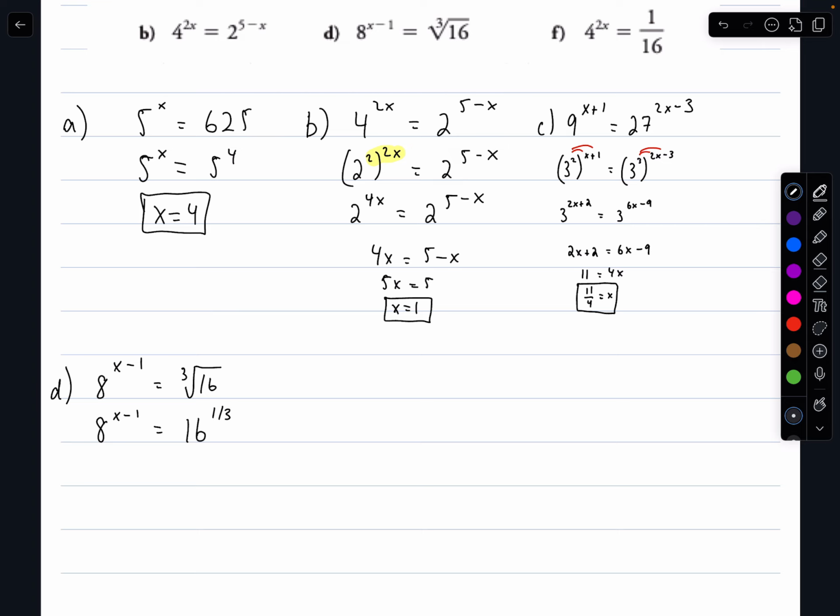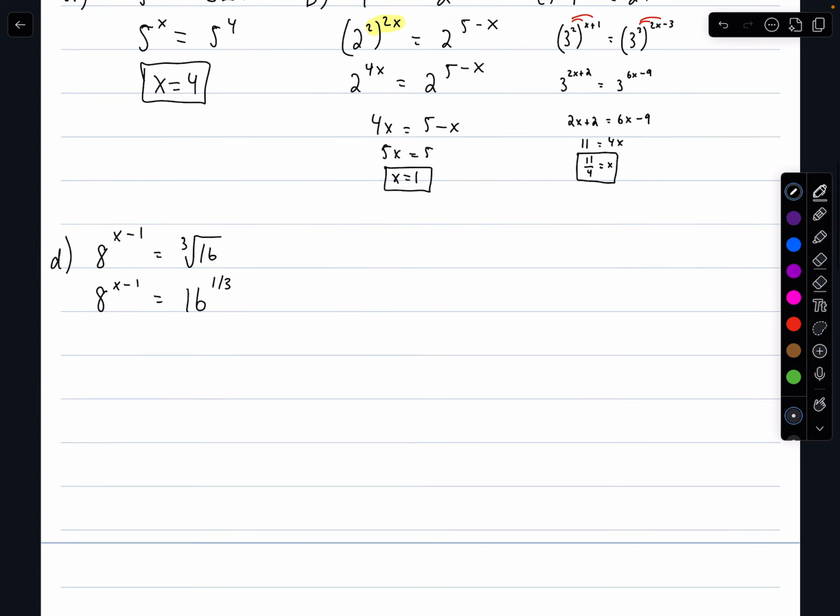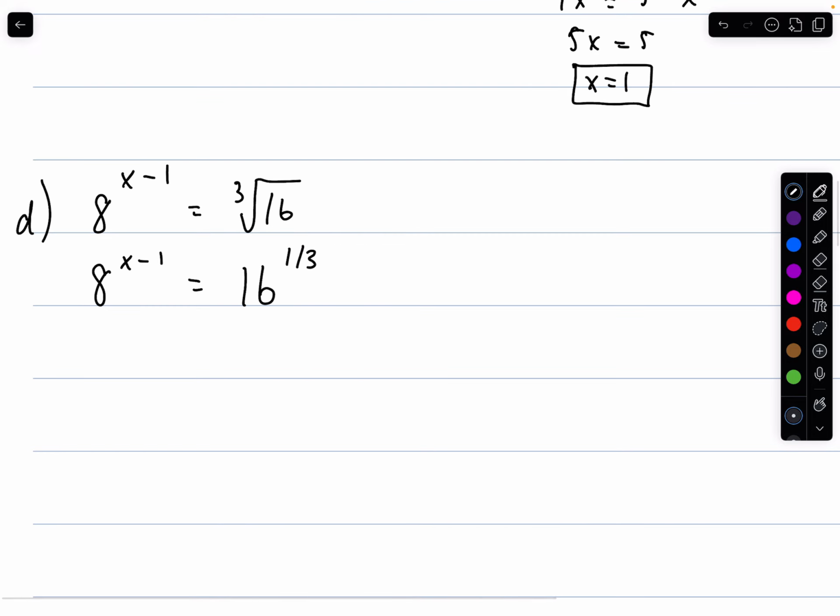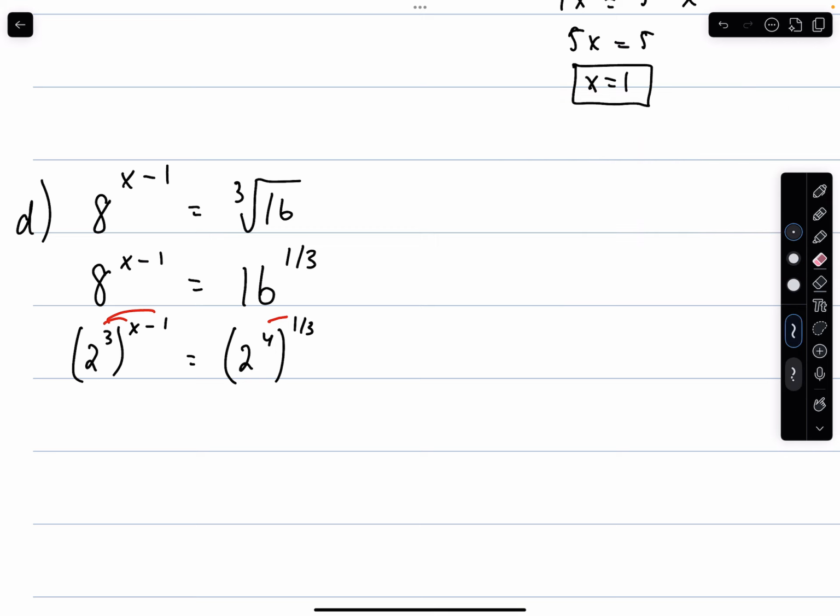Now, since I got rid of the square root, I'm going to find a common base. I'm going to be using 2 as my common base. Now that I have my common base, I'm going to expand this out. So I'm left with 2 to the 3x minus 3 is equal to 2 to the 4 over 3.